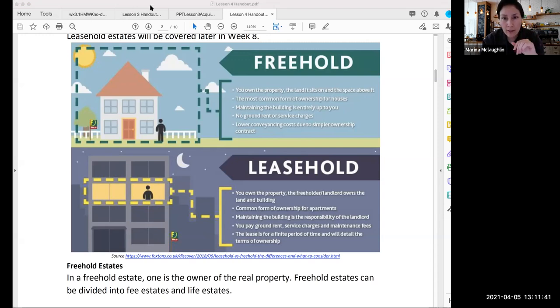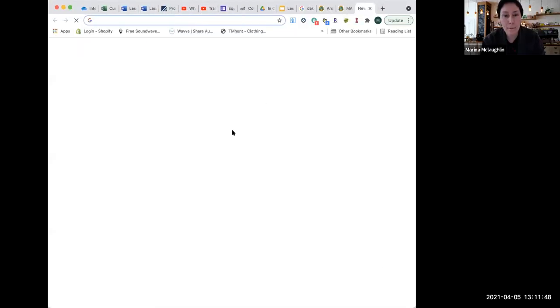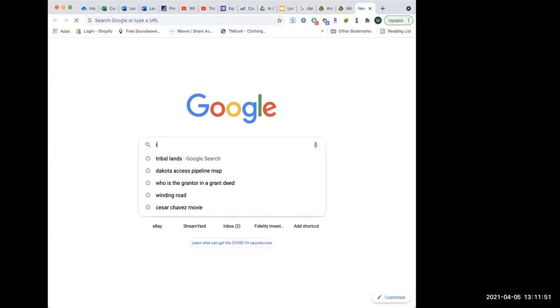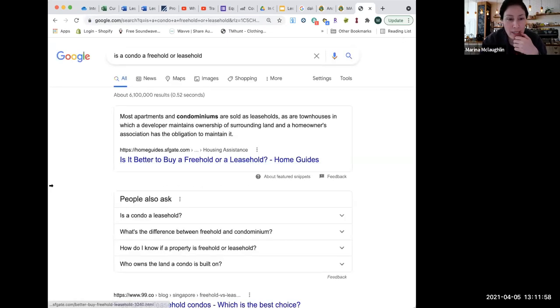Let me go ahead and go to Google. We could ask Google. Sorry, babe, were you gonna say something else? Yeah, so for the condo, do you need to pay rent to a landlord? That's a good question. Do you pay rent on the land? So it says most apartments and condominiums are sold as leaseholds, as are townhouses actually, in which a developer maintains ownership of the surrounding land and a homeowners association has the obligation to maintain it. This is a pretty reliable website.